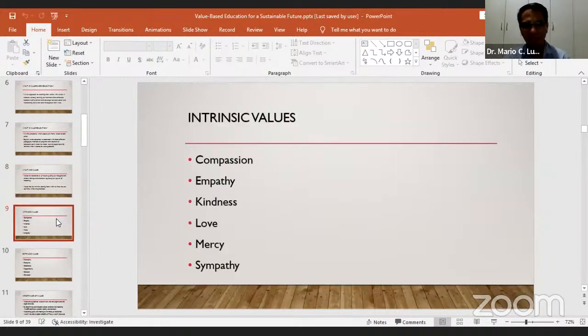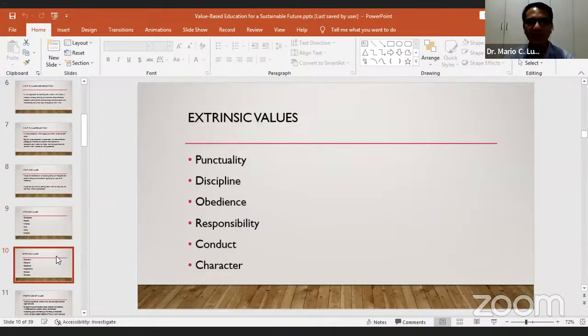Now, I'll try to give you examples of intrinsic values. These are the values of compassion, empathy, kindness, love, mercy, and sympathy, and some other intrinsic values, which originate from within, from ourselves. Compassion, empathy, kindness, love. You cannot give love unless you also experience love. But you know, it takes a lot of courage sometimes to exhibit all these things.